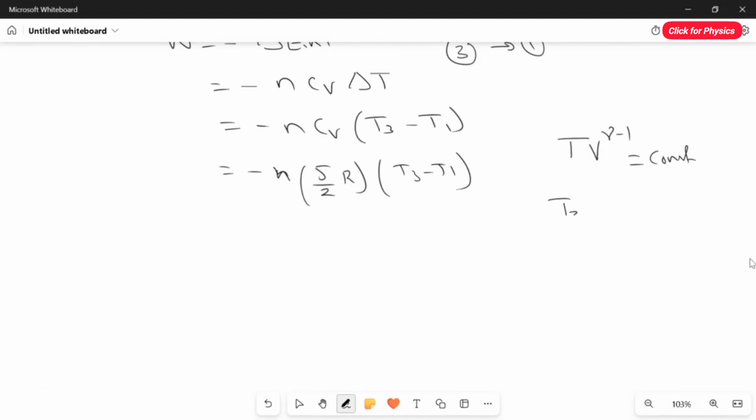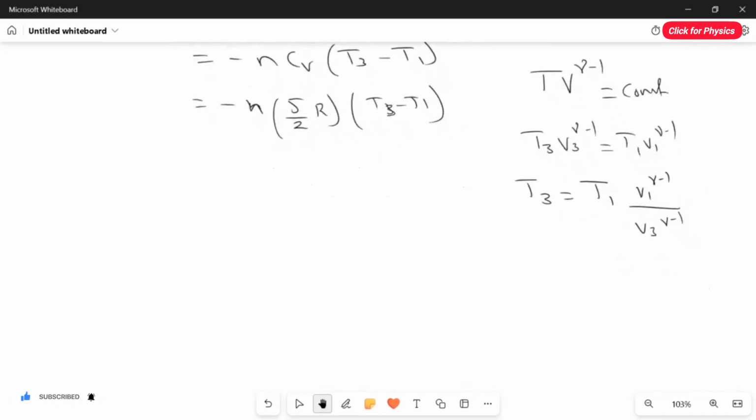So by that we will get T3 V3^(gamma minus 1) equal to T1 V1^(gamma minus 1). We are going to find the answer for T3. Clear? So I have to rearrange in terms of T3. I can move this V3^(gamma minus 1) to the right hand side as the denominator. By that we will get T3 equal to T1 V1^(gamma minus 1) over V3^(gamma minus 1). We can write this as T3 equal to T1 times (V1 over V3) to the power of gamma minus 1.